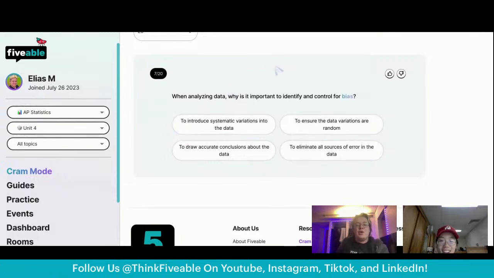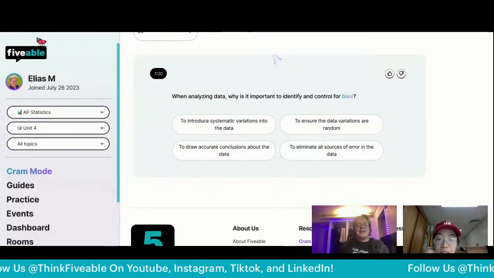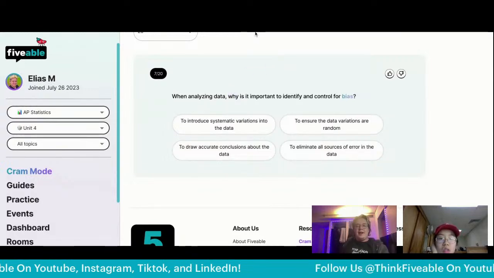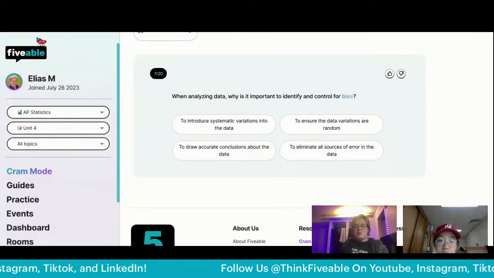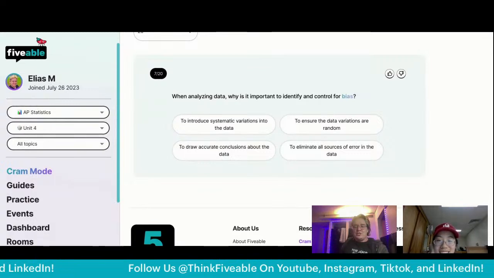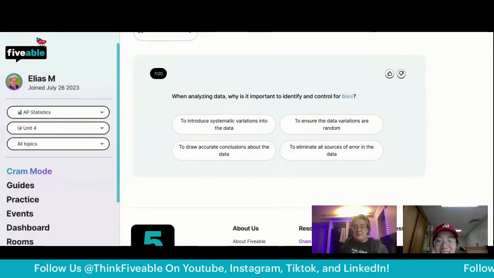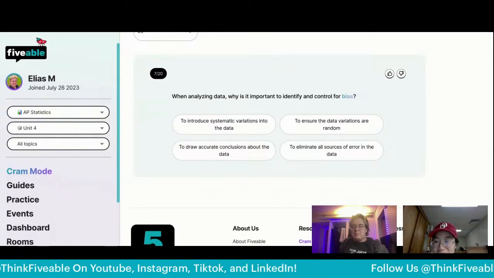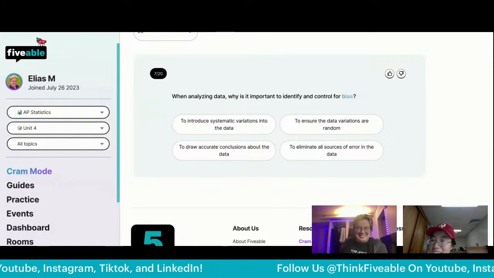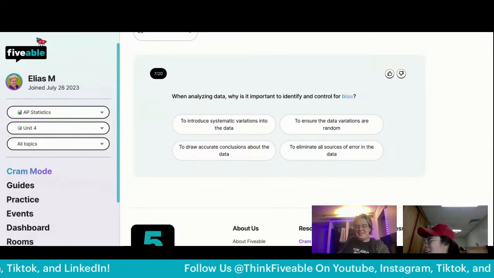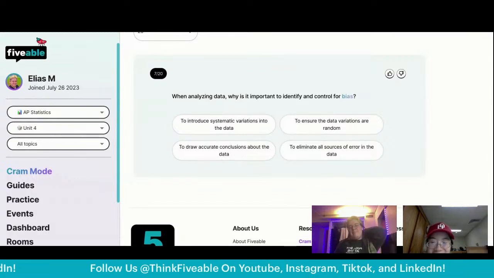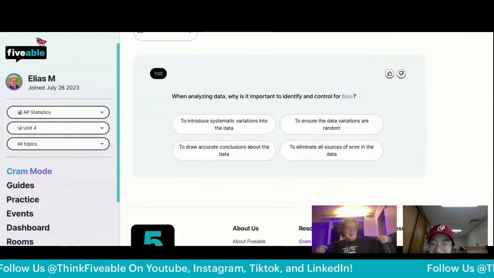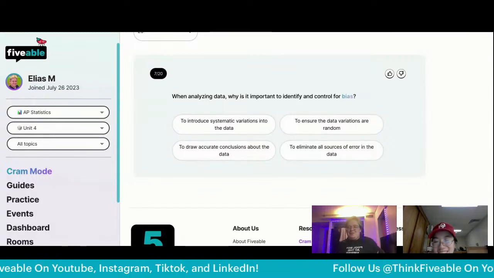When analyzing data, why is it important to identify and control for bias? My favorite answer is you shouldn't control for bias. You should just let the bias continue and watch them mess up their data. I am biased, and I'll keep it that way. We're all biased. Bias is part of human nature.